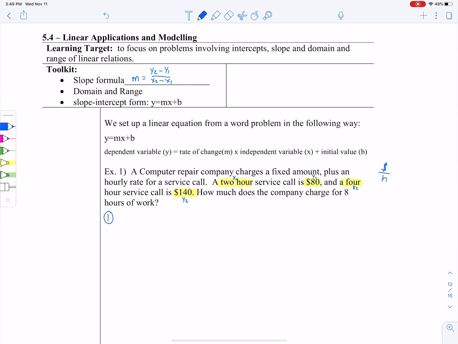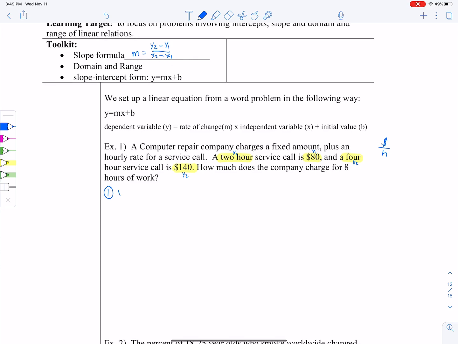So first thing we need to do is figure out our rate of change, which is what we're going to use our slope formula for. So y2 minus y1 over x2 minus x1. So we have 140 minus 80 over 4 minus 2, which becomes 60 over 2, which is $30 per hour. So that's our rate of change. And in our slope formula, that's going to be our m. Okay, so this was slope.